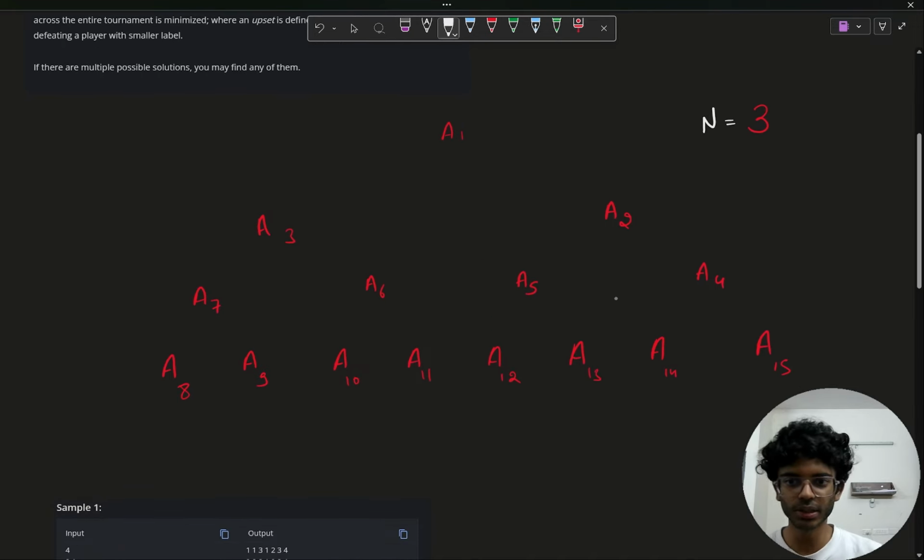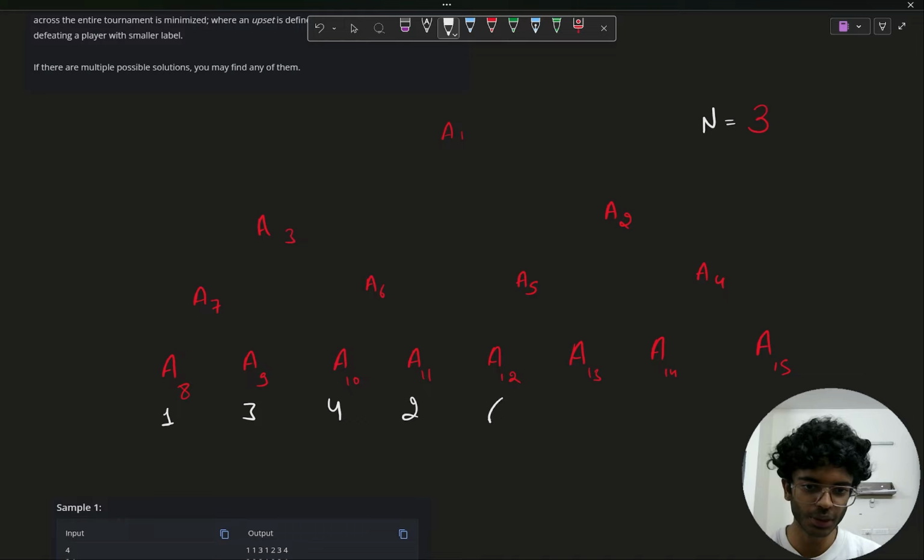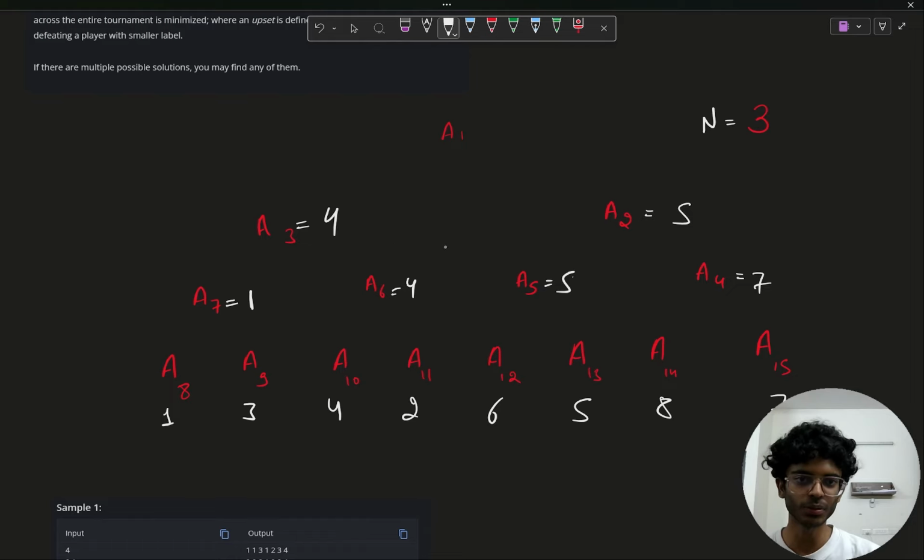Now let's put in some values to understand it better. Let's say in the end, our final permutation is something like 1, 3, 4, 2, 6, 5, 8, and 7. Now at every index, either this A of 7 would be max of 1 comma 3 or min of 1 comma 3. So let's make it 1 for now. Let's make A of 6 to be 4, that is max of 4 comma 2. Let's make this equal to 5 and this equal to 7. Now A of 2 would be either max of 5 comma 7 or min of 5 comma 7. So let's make it 5 and let's make this 4. And the final answer would be 4, right?